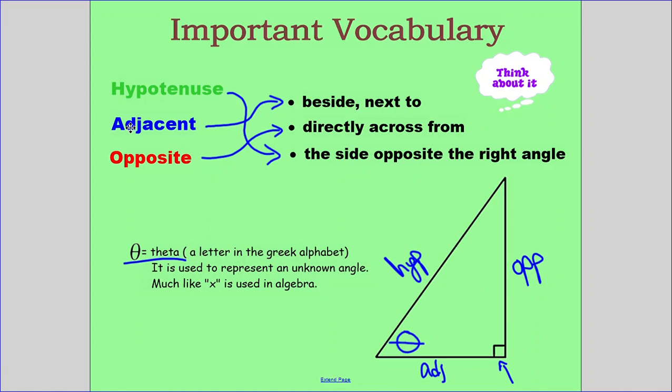What's important to know here is that if I were to switch this, and I were to put my angle up on the top instead, my hypotenuse actually doesn't change because it's just opposite the right angle, but my opposite and my adjacent do change because they're only there relative to the angle that we're using. So if I'm trying to find the angle up on the top, then opposite that would be on the bottom now, and adjacent would be on the right.